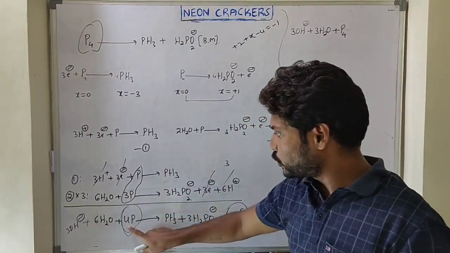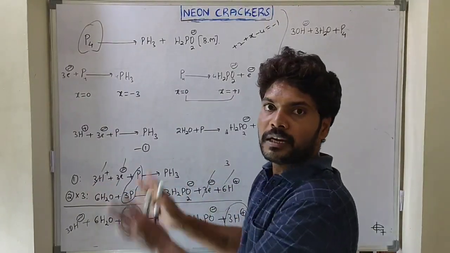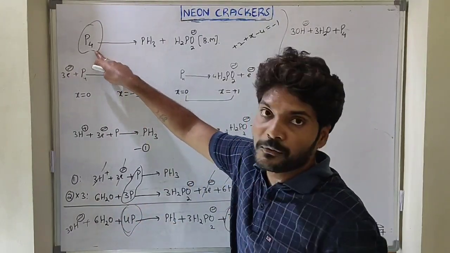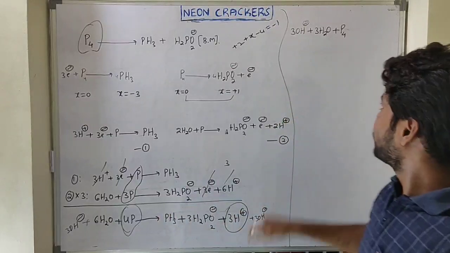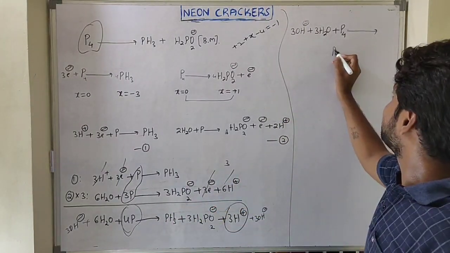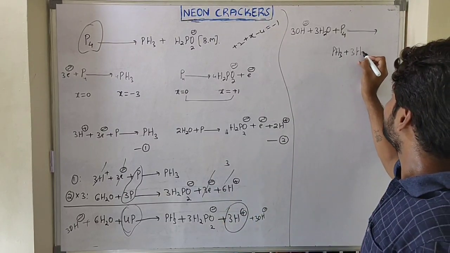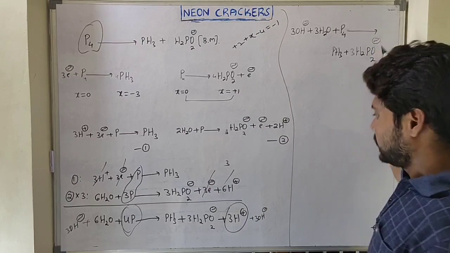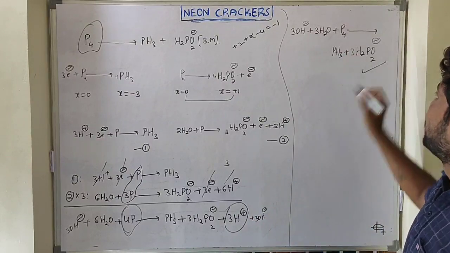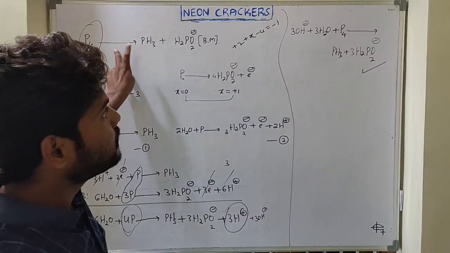If in the final equation we get 2P here, after doing this, that final equation should be multiplied by 2. Then 2 into 2P becomes 4P. That 4P is modified as a P4 molecule. That's very important here. Okay, I am writing here P4, and P4 giving 1 phosphine plus 3 moles of H2PO2-, and here the 3H+ get cancelled with each other. Now this is the balanced redox equation for the given chemical reaction.